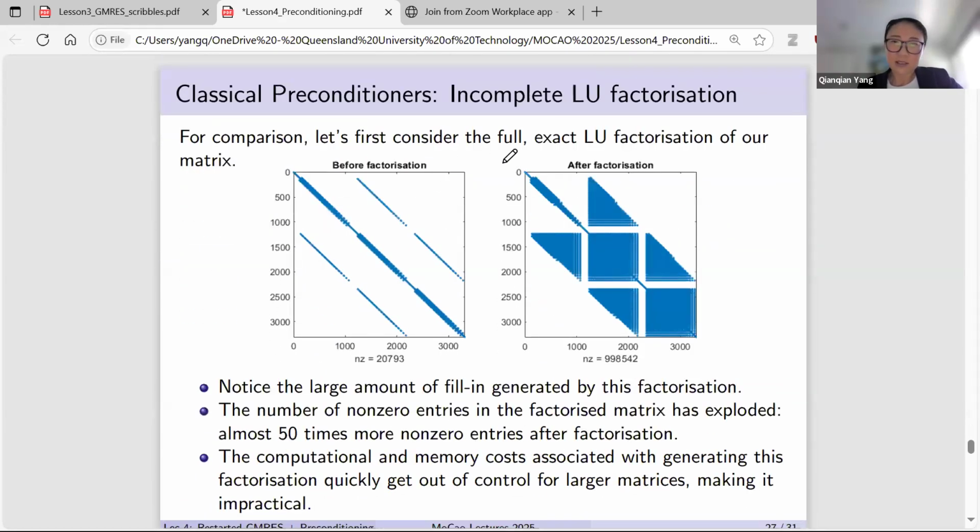So for comparison, let's still consider the full exact LU factorization of our matrix. This is the sparsity pattern of my original matrix A. And on the right-hand side, this is after the LU factorization. This is the L part and this is the U part. You see that a large amount of fill-ins is generated by this factorization. The number of non-zeros before was roughly 20,000, and now I have like a million non-zeros. So the number of non-zeros has exploded, 50 times more non-zero entries after this factorization. The computational and memory cost associated with this factorization quickly get out of control for large matrices, making it really impractical. Too expensive.